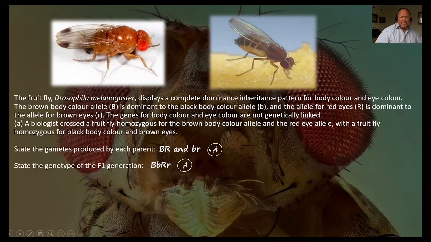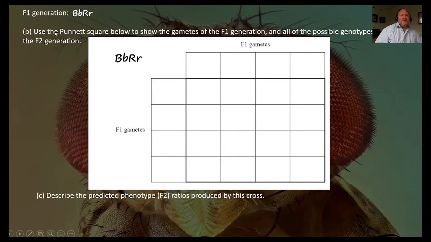So just like that, you already have 2 of them. Now use the Punnett square below to show the gametes of the F1 generation and all the possible genotypes of the F2 generation. Remember this is our F1 generation. In the outside 4 squares, not part of the inner 16, is where you make the gametes. How do we know what gametes, sperm or egg cells, these guys can produce? We use FOIL, don't we?